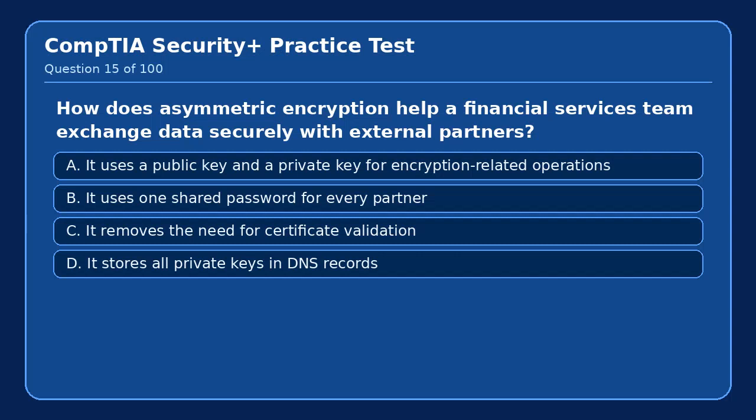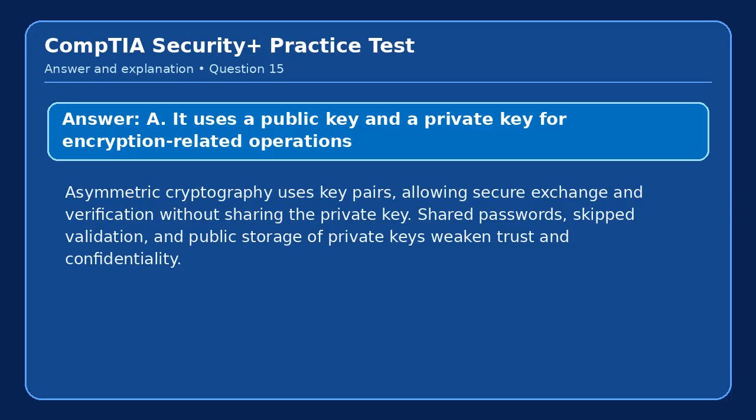The answer is A. It uses a public key and a private key for encryption-related operations. Asymmetric cryptography uses key pairs, allowing secure exchange and verification without sharing the private key. Shared passwords, skipped validation, and public storage of private keys weaken trust and confidentiality.